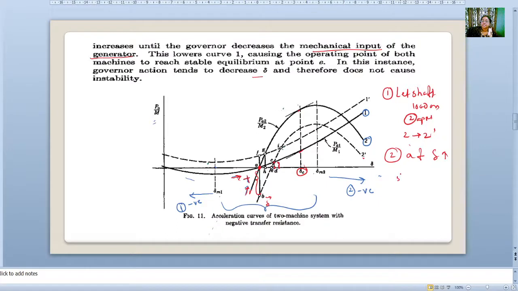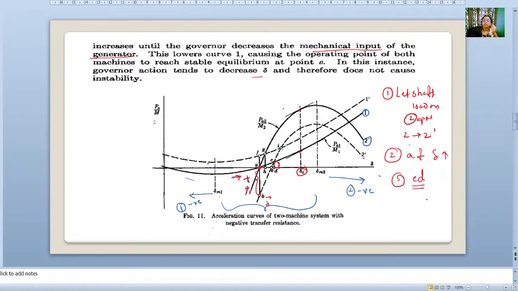As del increases, power will increase, and this causes the intersection of C and 1 dash, and we have both machines with equal acceleration C and D. Because of this acceleration, as the shaft load on the motor 2 is increased, the shaft load on the motor 2 increases.